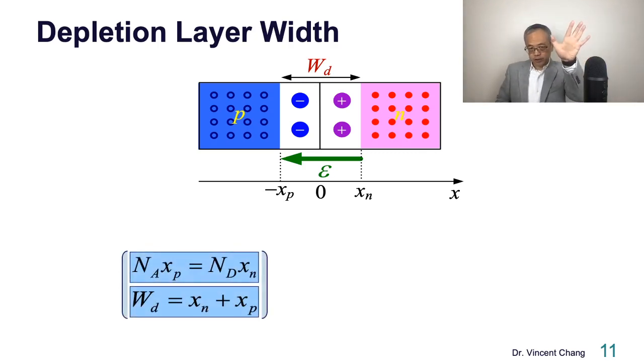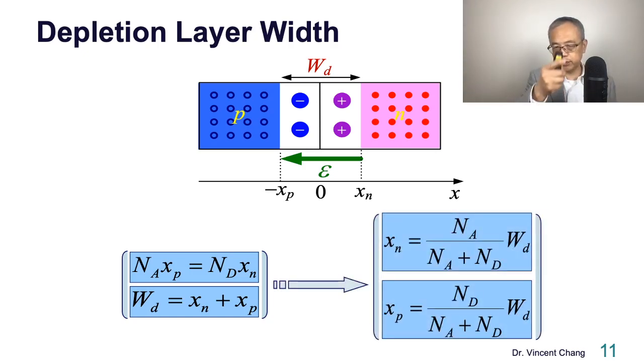So now, the first equation is charge neutrality. The second one is simply the sum of these two, xp plus xn equals Wd. Then based on these two equations, if you solve them simultaneously, then you can get this.